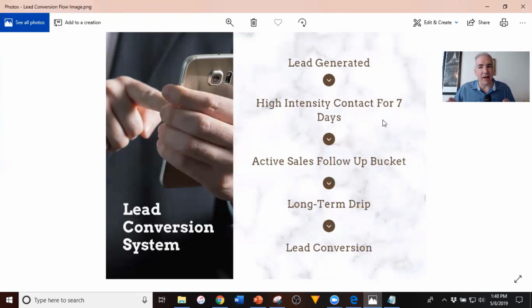But again, my objective in that high intensity is to take the online lead, convert it into an offline lead as quickly as possible. Now, once I have established contact, that's going to put that person into an active sales follow-up. So I call them buckets. So I really have 3 different buckets that I work from.